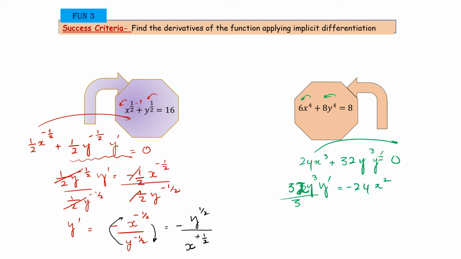Divide both sides by 32y cubed. We will get y prime equals negative 3 over 4, x squared over y cubed. And that's all.